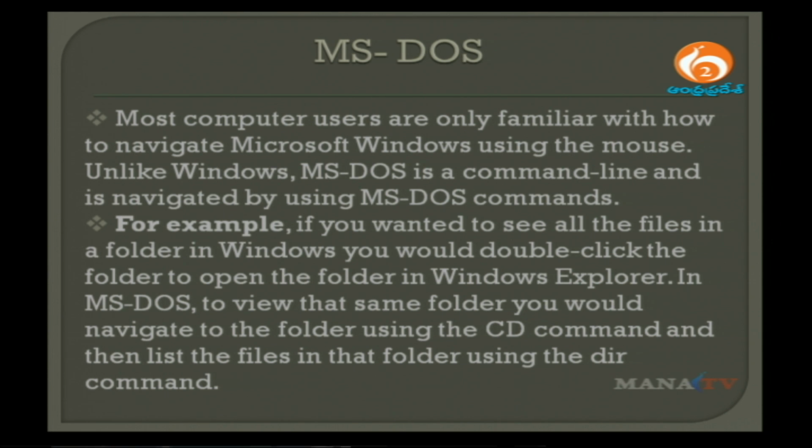For example, if you wanted to see all the files in a folder in Windows, you would double click the folder to open it in Windows Explorer. In MS-DOS, to view the same folder, you would navigate to the folder using the CD command and then list the files in that folder using the dir command. So, that is what I have said to you.